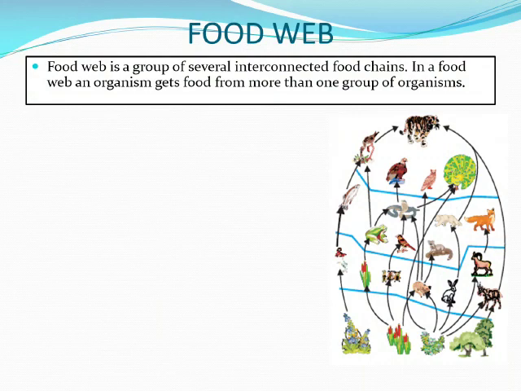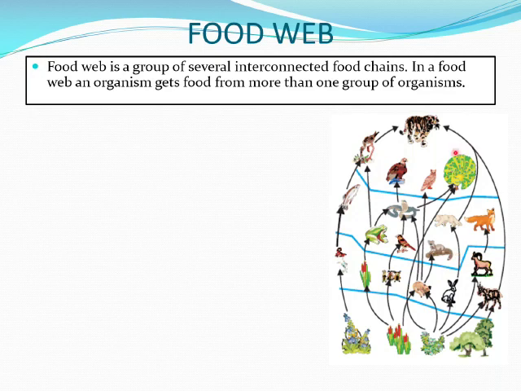Okay, now let us move on to another concept, that is food web. What is a food web? A food web is a group of several interconnected food chains. In a food web, an organism gets food from more than one group of organisms. If you see this picture, we can see many different types of food chains, all interconnected to each other, and all dependent on the producers. They start from the producer and end with a top-level carnivore.